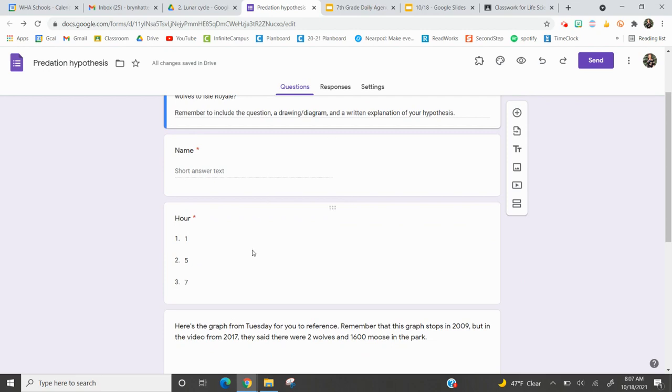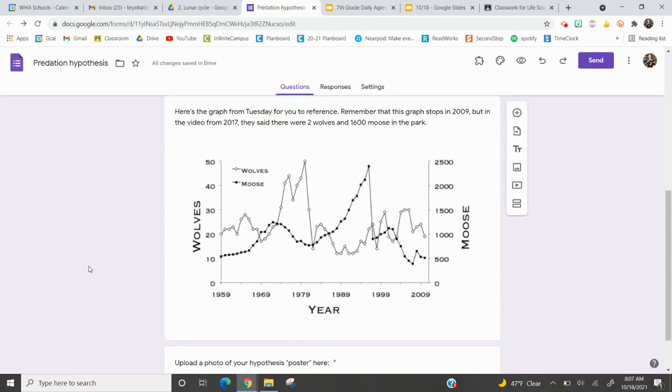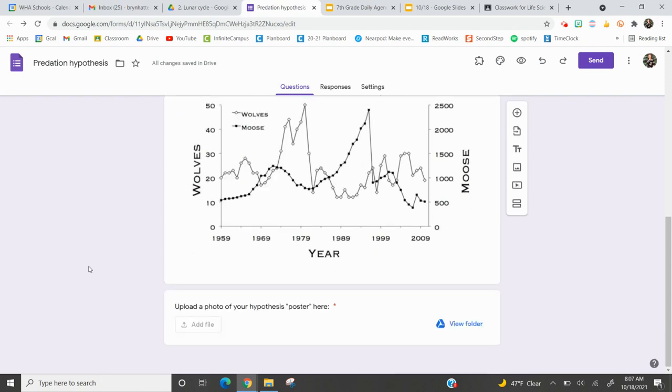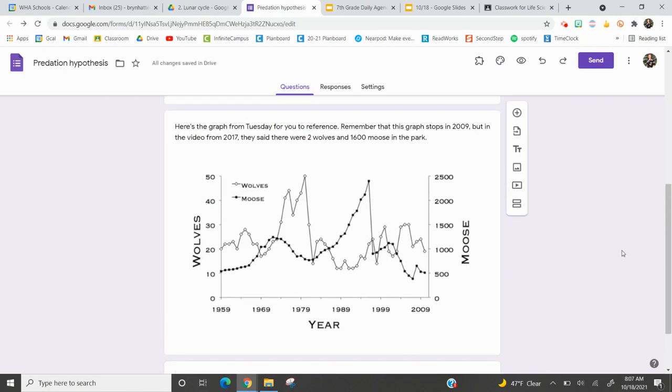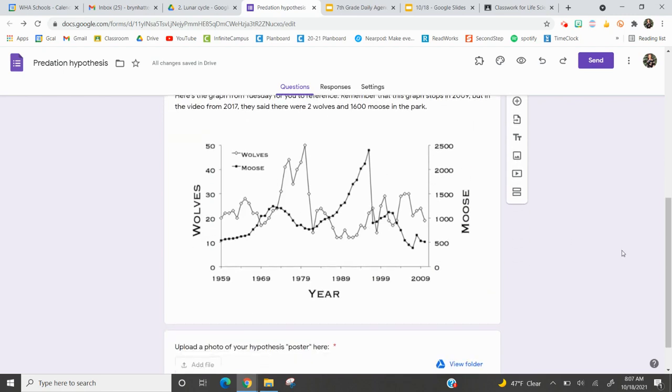So you say your name, give me your hour, and then I put this chart in there for you to go back to and think of. You can see that in 2009, there were only 500 moose and there were a little less than 1,000 wolves. But in 2017, 4 years ago, there were only 2 wolves and 1,600 moose. So I want you to think of what would happen if we then added more wolves, based on this chart and based on what you think in your brain.